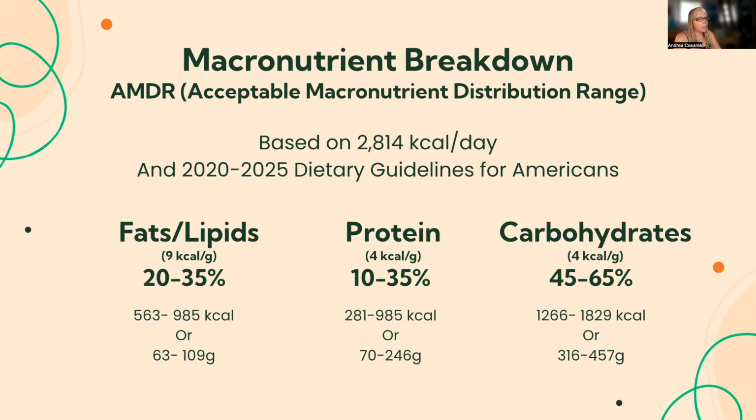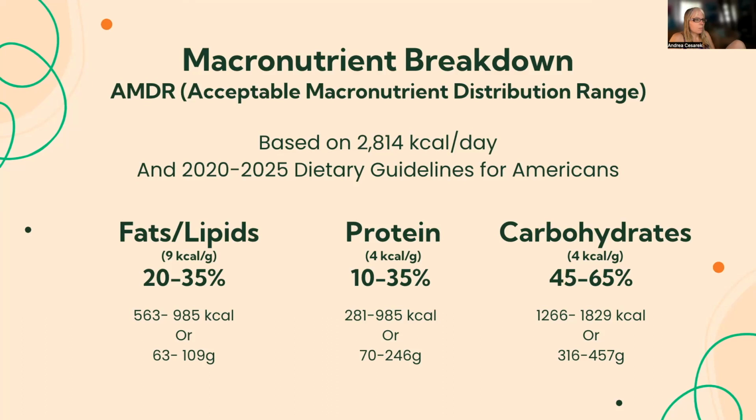Everybody's needs are going to be different, which is why it's called a range. But you want to get at least a minimum of each category if possible. The carbohydrates, that's a whole other can of worms that we can get into in a different video. Our friend that has the 2,814 calories per day, if we took 20 to 35%, that would give us 563 to 985 calories coming from fats or lipids.